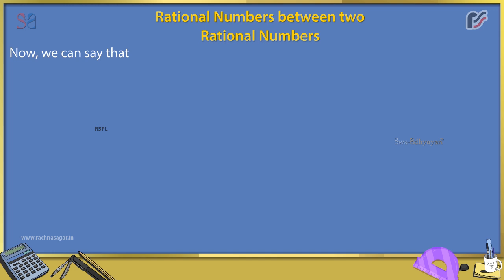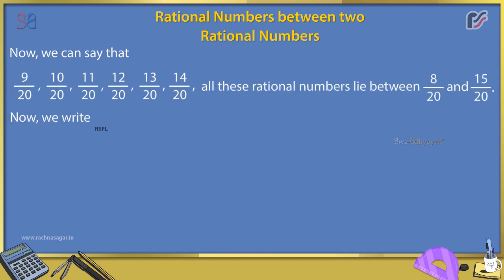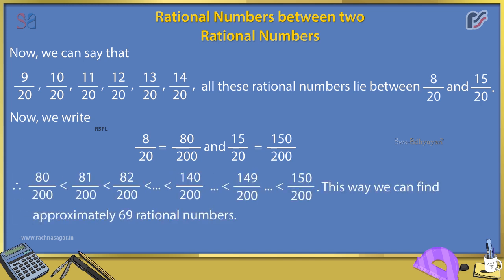Now, we can say that 9 by 20, 10 by 20, 11 by 20, 12 by 20, 13 by 20, 14 by 20, all these rational numbers lie between 8 by 20 and 15 by 20. Now we can write 8 by 20 is equal to 80 by 200 and 15 by 20 is equal to 150 by 200. Therefore, 80 by 200 is less than 81 by 200, which is lesser than 82 by 200, and so on, till 140 by 200, and so on till 149 by 200, which is lesser than 150 by 200.